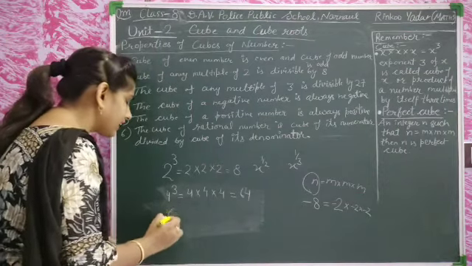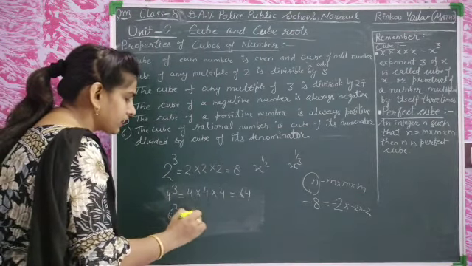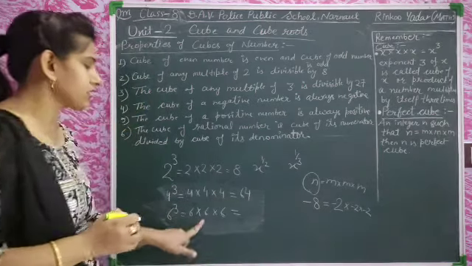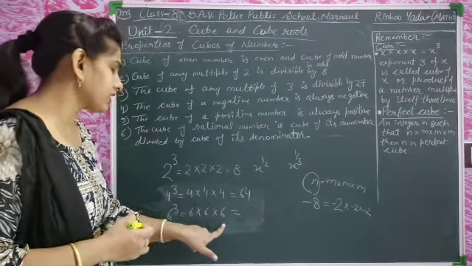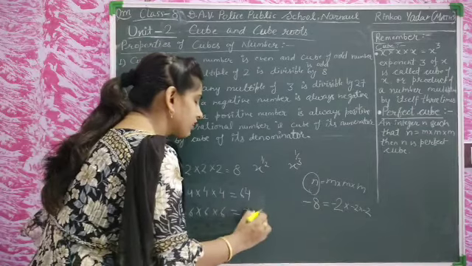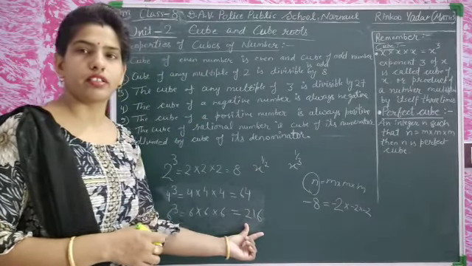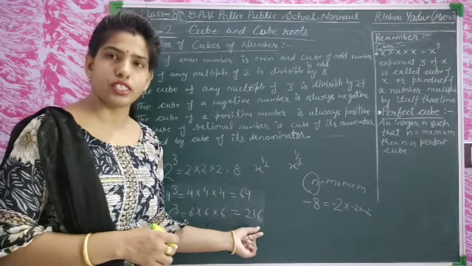That is 6 here. 6 cube. 6 into 6 into 6 equals 6 6s are 36, and 36 6s are 216 here. This is also divisible by 8. Is it clear to all students?